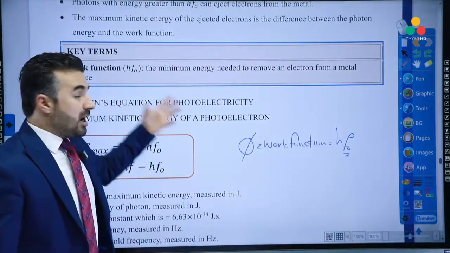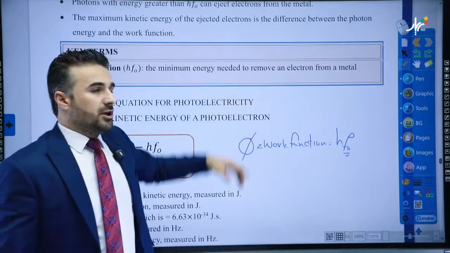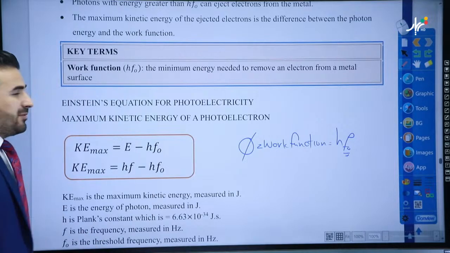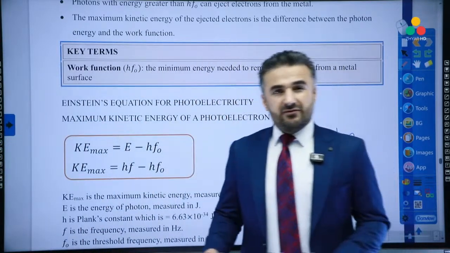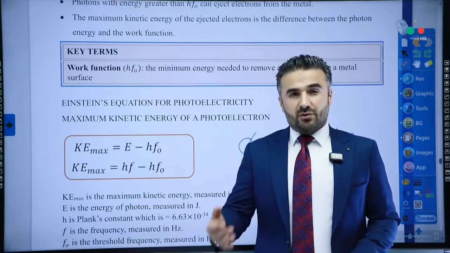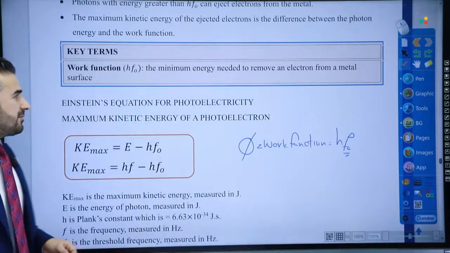Now, how do we define work function? We'll say it is the minimum energy needed to remove an electron from a metal surface. So once again, what is work function? It is the minimum amount of energy that is required to eject, to remove, an electron from the metal surface.